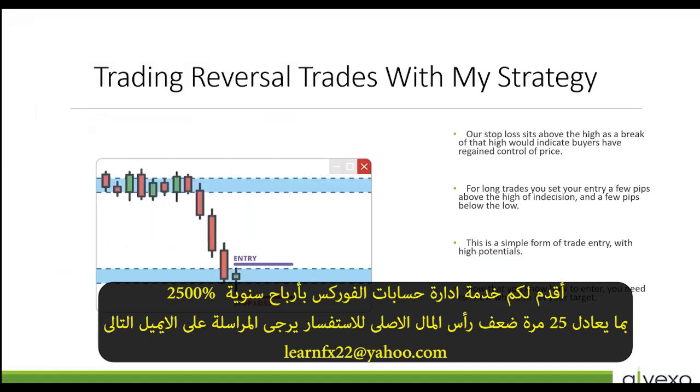So keep in mind, it's easy. Our stop loss sits above the high, as it breaks. That high would indicate buyers have regained control of the price. If we put our entry above the higher wick and the breakout of the support and resistance zone, that says, because we're trading it to now reverse and go up, that the buyers had not just regained control of the market, but took over the market.